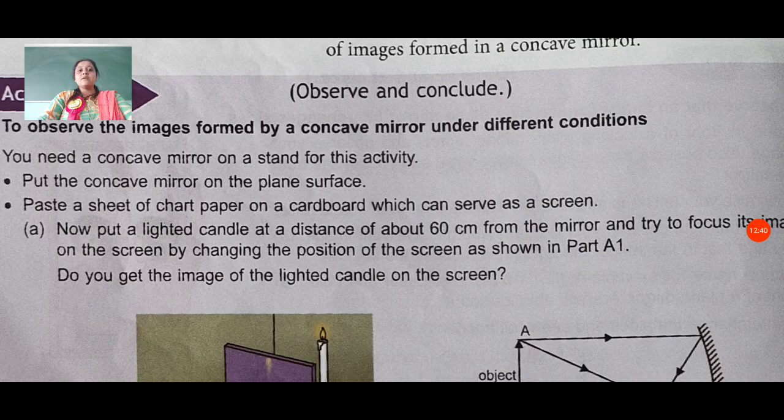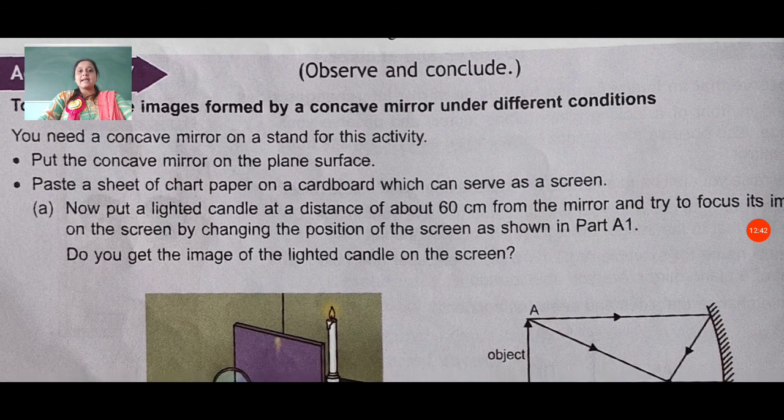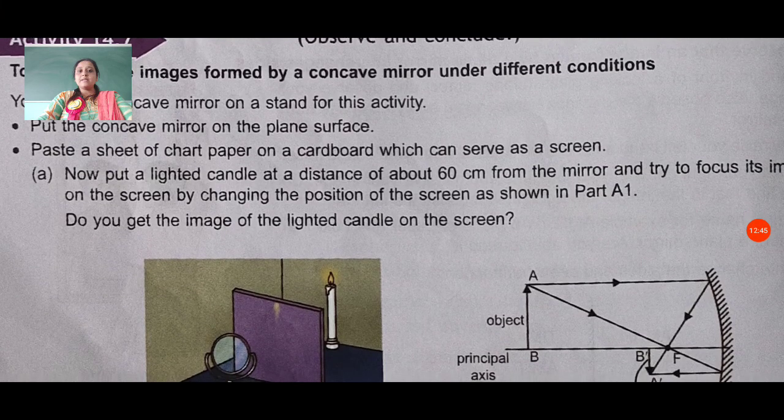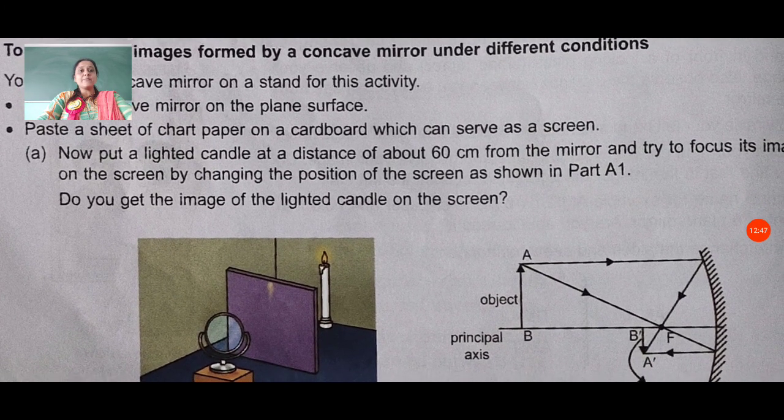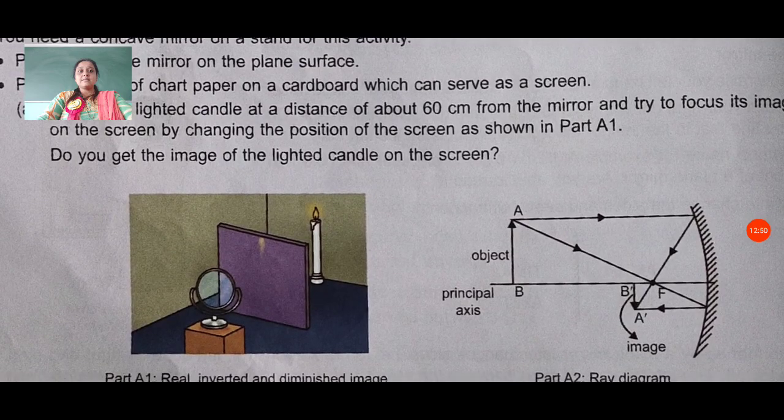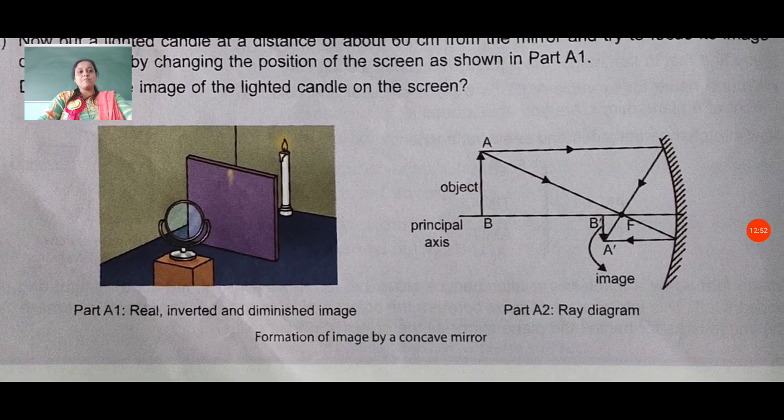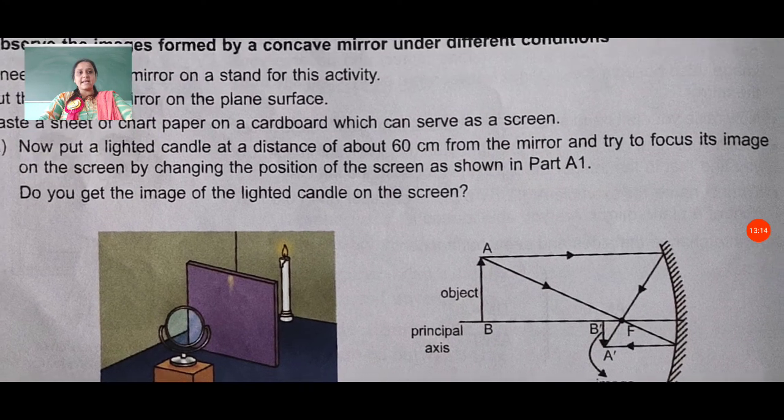For this you need a concave mirror on a stand. For this activity, put the concave mirror over the plane surface, and paste a sheet of chart paper on a cardboard, which can serve as a screen. You can see here the figure: real, inverted and diminished images. First they put the mirror on one side and a candle on the other side, with the chart paper between them. Then the ray diagram: part A1 shows the figure and part A2 the ray diagram of this activity.